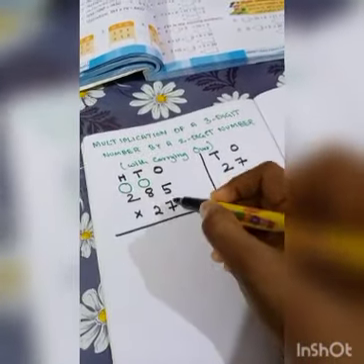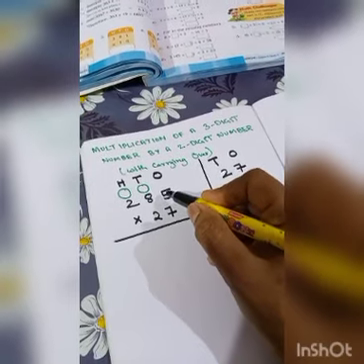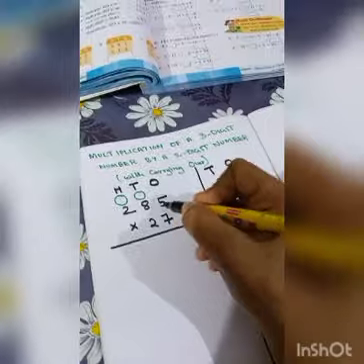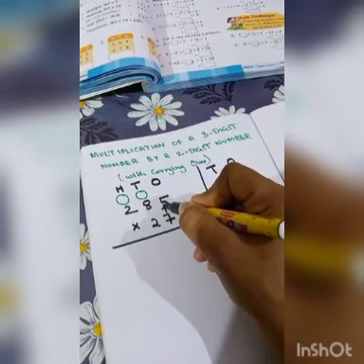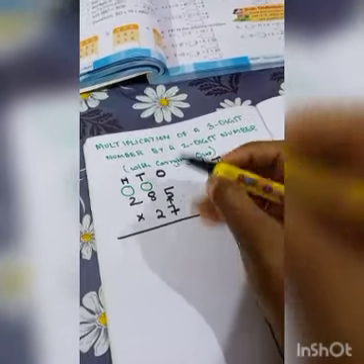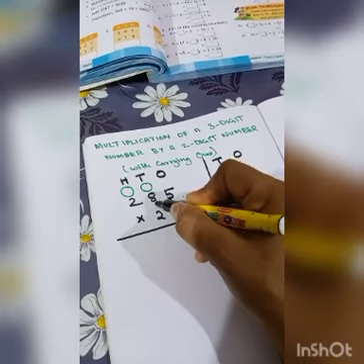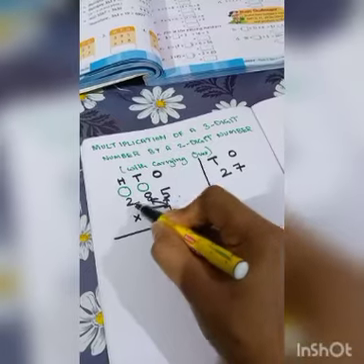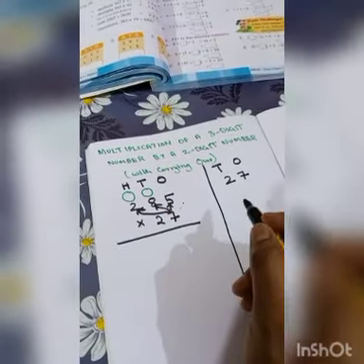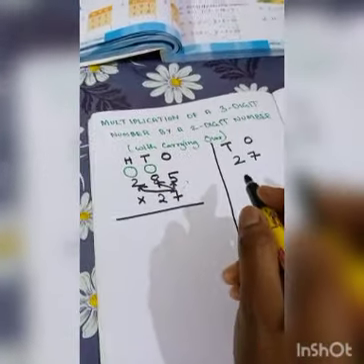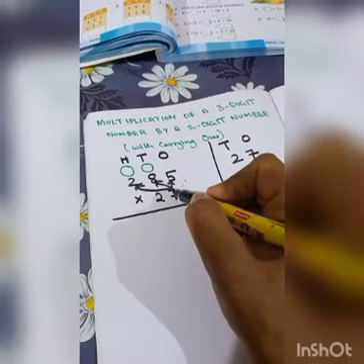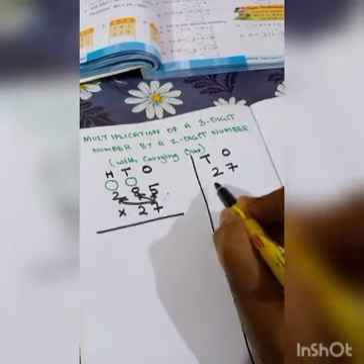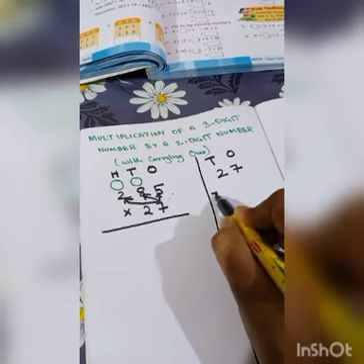Okay, so here we have 7 into 5. So what we have to do is we have to multiply this first. Okay, and then we have to multiply like this. And then again 7 we have to multiply with 2. So now you can see 7 into 5. What is the multiplication table of 7?